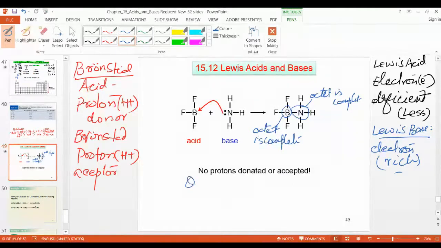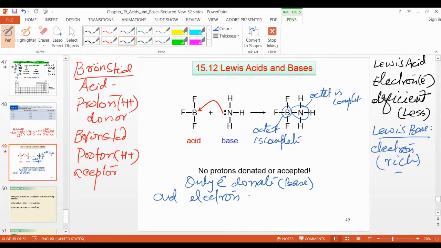Only electron donate, that is base, and electron accept, that is acid. Is it clear now? And the difference between these may be asked as a question, right?